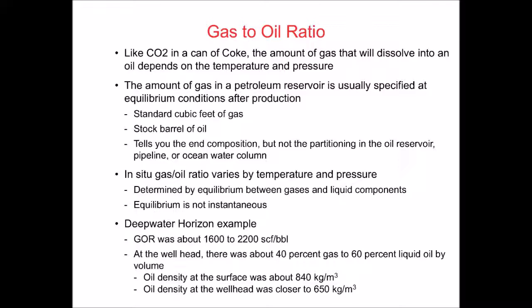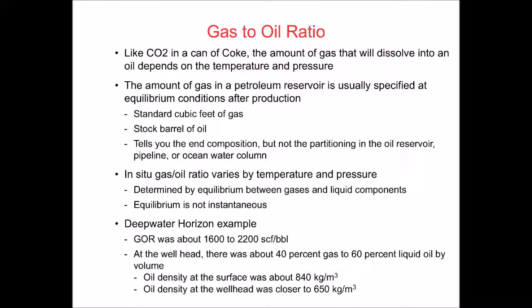This tells you the end composition, but it does not tell you the composition in the reservoir, nor would it tell you the composition when it came out of a spill, such as the Deepwater Horizon at 1,500 meters depth. So this composition, the amount of gas to oil at equilibrium, will vary with temperature and pressure. So during a spill scenario, this equilibrium is not instantaneous, and it varies through the water column. So here's a good example for Deepwater Horizon. The measured gas-to-oil ratio ranged between 1,600 to 2,200 standard cubic feet of gas per barrel of oil.